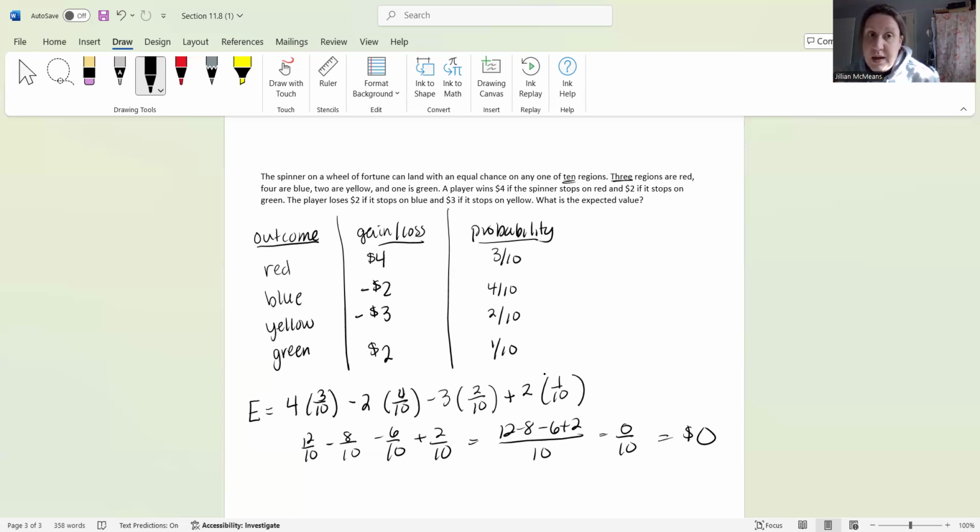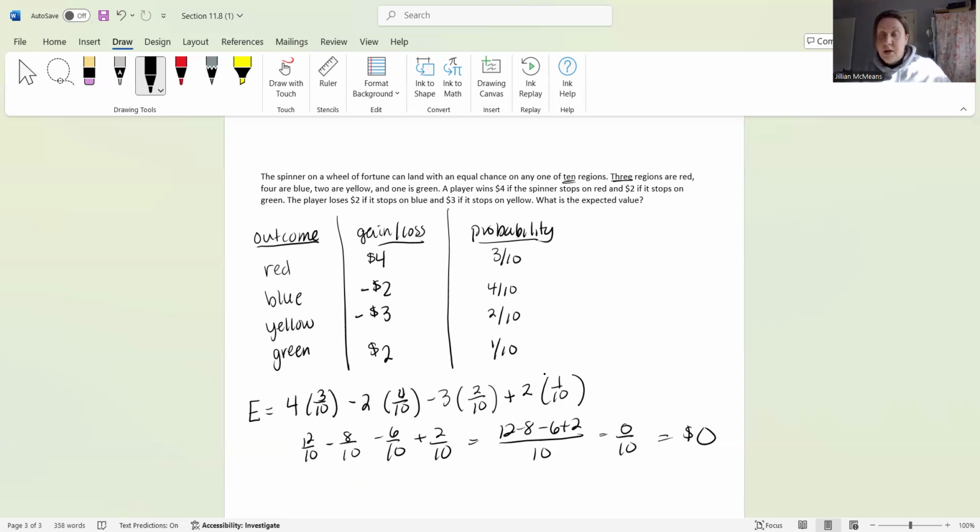That means if you were to play this game over and over and record your winnings, you would break even, okay? That doesn't mean every single time you break even or you win nothing. It means that a lot of times you're going to win $4 and you're going to lose $2, you're going to lose $3, you're going to win $2. You're going to have a broad range of winnings and losses here, but over the long run, if you were to average out those earnings, you would end up with an expected value of $0. So there's not a huge risk to play this particular game. Okay, so that is expected value.